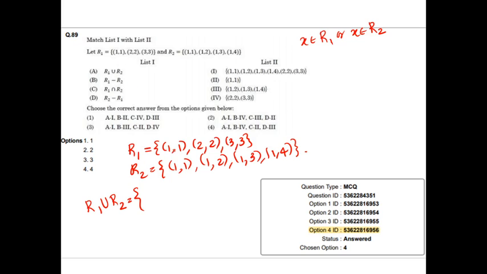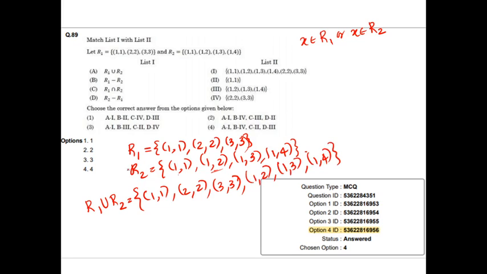So (1,1) is present in R1, (2,2) is present, and (3,3) is present. I am simply including those three elements from R1. What about R2? (1,1) is present. Here we have to remember one rule: if an element is repeated, we write it only once. I have already written (1,1) here, so no need to write it again. So I am writing the next elements (1,2), (1,3) and (1,4).